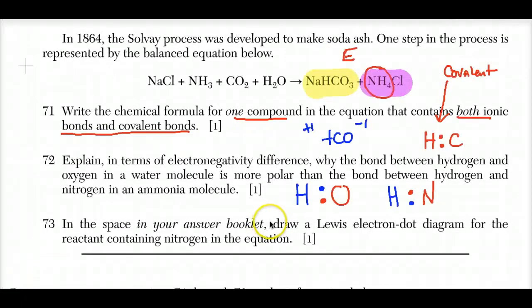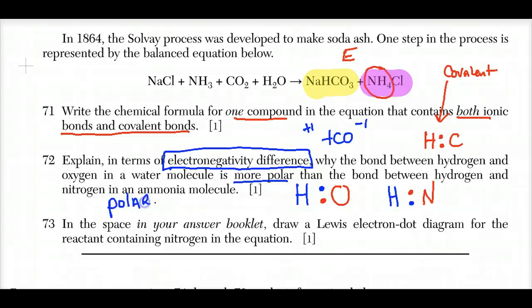Number 72. Explain in terms of electronegativity difference. So we have to explain in terms of electronegativity difference. That's the difference between the attraction of electrons in the bond between the atoms. Why the bond between hydrogen and oxygen in water is more polar than the bond between hydrogen and nitrogen. Okay, well, a polar bond, we're not talking about molecules. So a polar bond really describes unequal sharing.